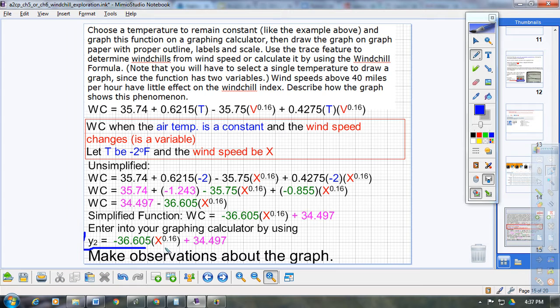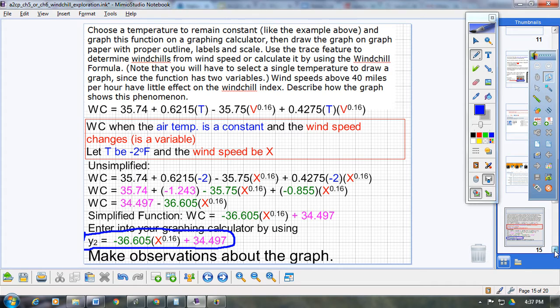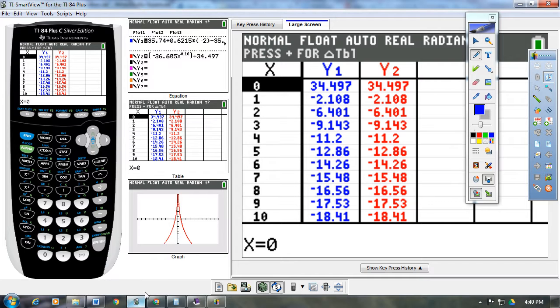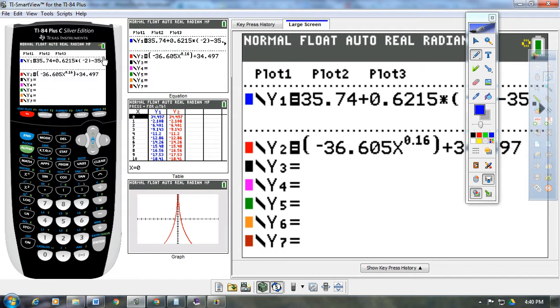You'll see it as y2 is equal to -36.605 times x raised to the 0.16 plus 34.497. So I want you to make observations about the graph. I want you to plug in some different wind speeds there and see what happens. Then I want you to graph it. Well, let's go ahead and take a look at it. I've already entered it into my y equals. I entered the unsimplified in y1 and the simplified in y2.